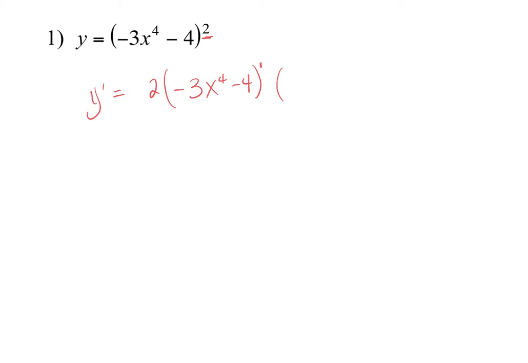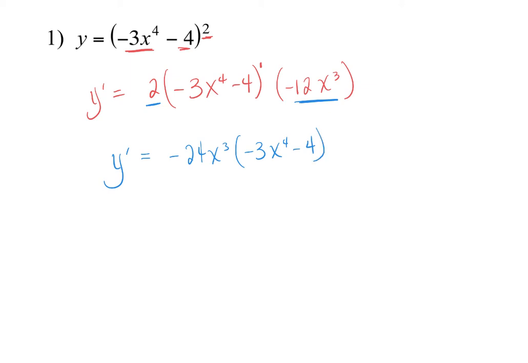So the derivative of the inside here is going to be the -4 times the -3x to the third, and that other -4 is going to zero out. I don't even make you distribute, but you do need to simplify these two here. So you do get -24x cubed, and then (-3x to the fourth minus 4). And you can stop there. You can distribute if you want to, but you don't have to.